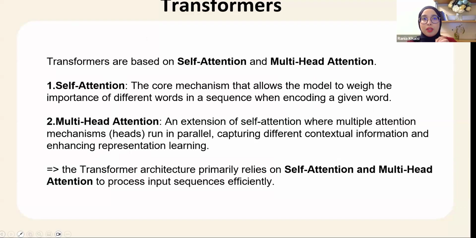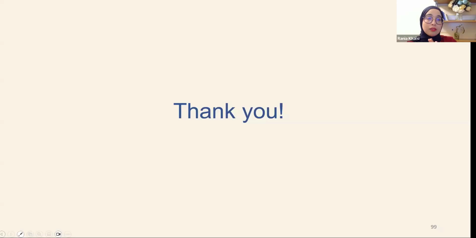Just to summarize, transformers are based on self-attention and multi-head attention. Self-attention is the core mechanism that allows the model to weight the importance of different words in a sentence when encoding a given word. Multi-head attention is an extension of self-attention where multiple attention mechanisms, or heads, run in parallel, capturing different contextual information and enhancing representation learning. The transformer architecture primarily relies on self-attention and multi-head attention to process input sentences effectively. So I tried to summarize everything in this slide.